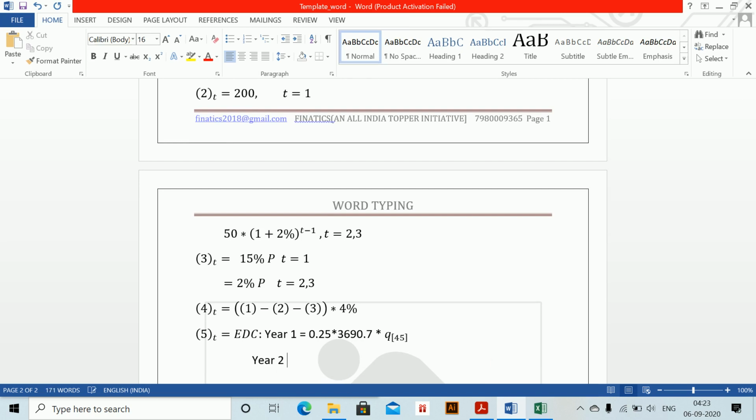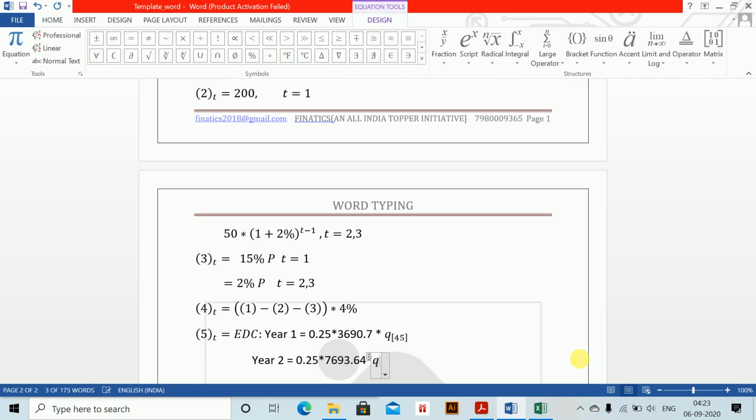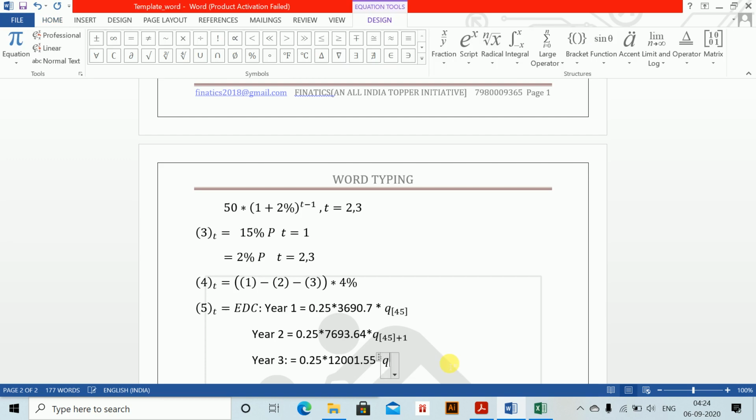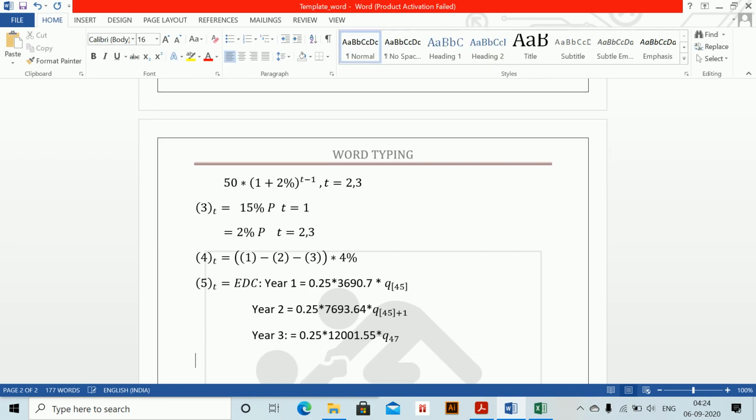Year 2 is equal to 0.25 into 7693.64 into Q_45 plus 1 bracket close, and last is year 3, which is equal to 0.25 into 12001.55 into Q47. Okay, so this is there.